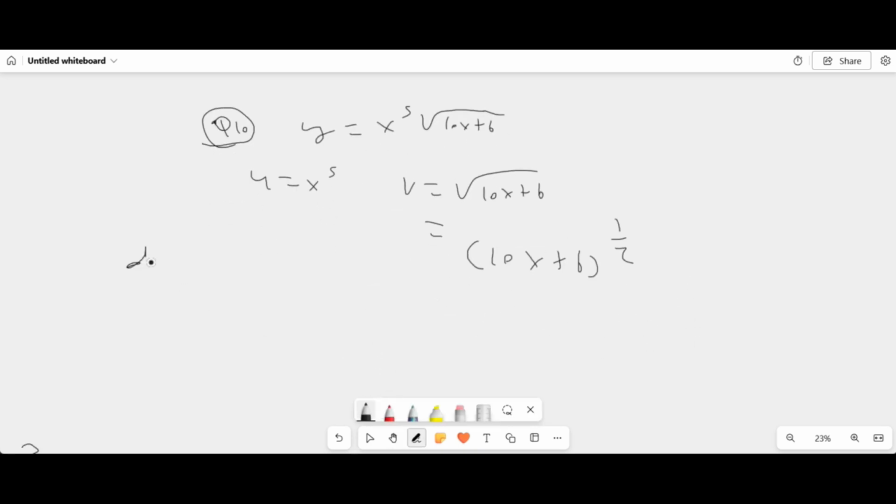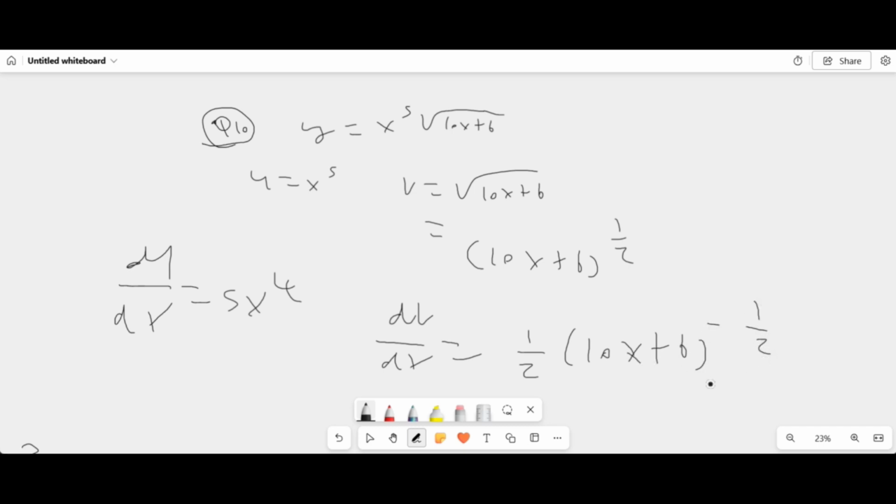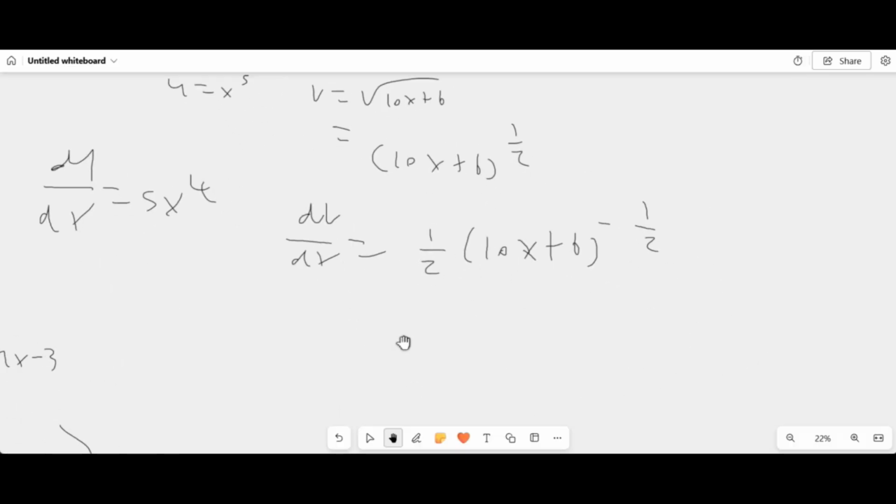Now find du over dx, that's going to be 5x to the power 4. dv over dx is going to be, bring the half down, so half here, 10x plus 6, and then take away 1 from the half, which is negative half. Now differentiate 10x plus 6, that's going to be 10, and times 10 outside with the half, that becomes 5. So we get 5 outside, 10x plus 6 to the power of minus 1 over 2.